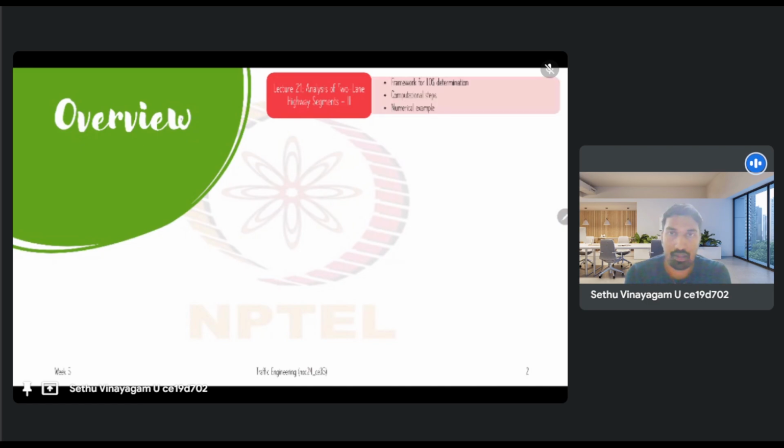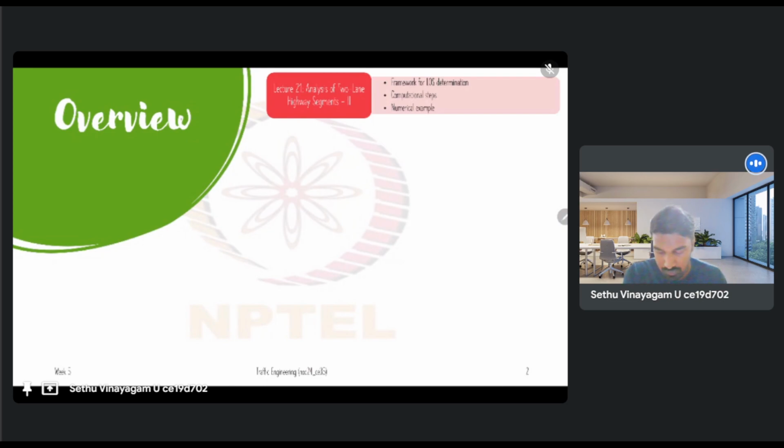What we looked at is the framework that is used for LOS determination when it comes to two-lane highways. Before this we were looking at multi-lane highways, but here we are looking at two-lane highways. These are slightly lesser capacity facilities. In terms of functional classification, they are not going to offer as high mobility as the multi-lane highways or the freeways. Therefore we have to analyze them separately.